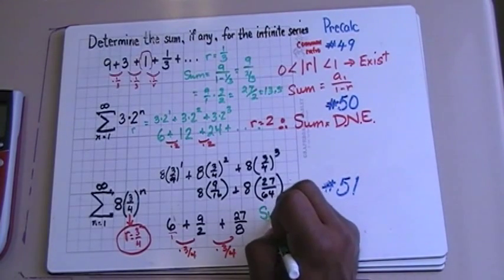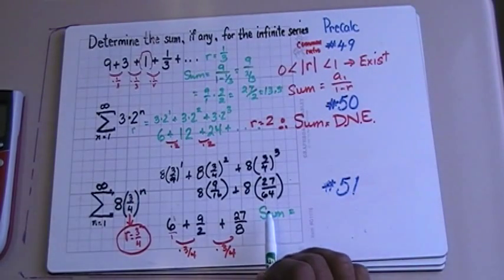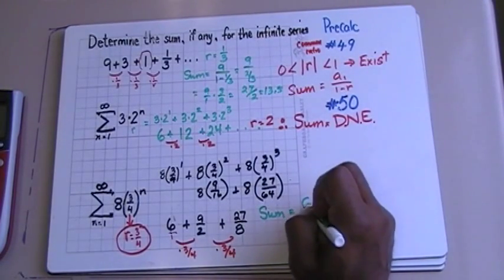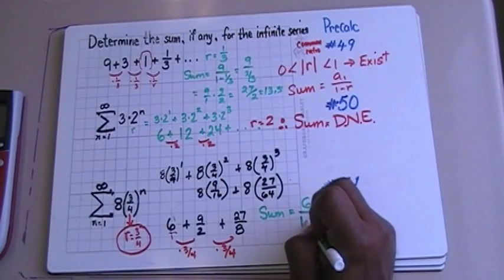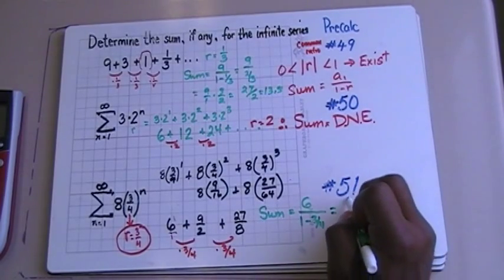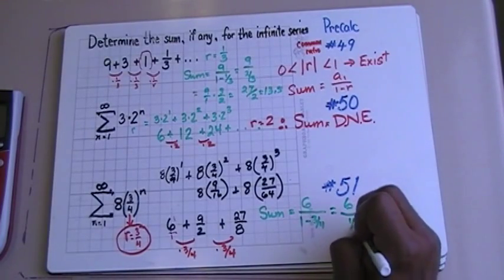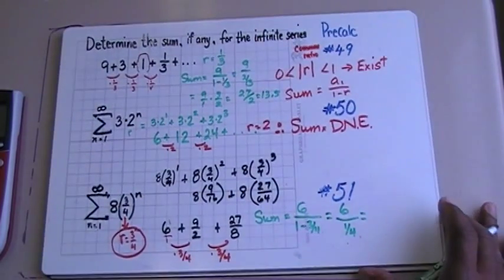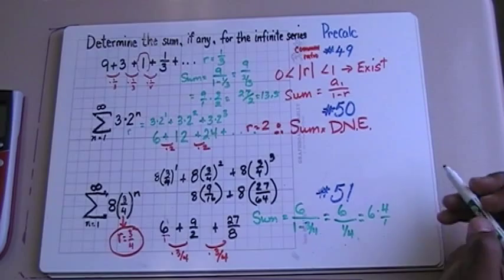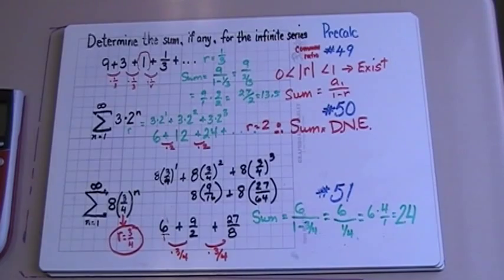The sum is equal to the first term in the sequence. What was the first term in the sequence? 6. So we had to do that. 6 over 1 minus 3/4. Now finishing this up, this is 6 over, what's 1 minus 3/4? A fourth. That's going to give us 6 times 4 over 1, and that is 24, a sum of 24.